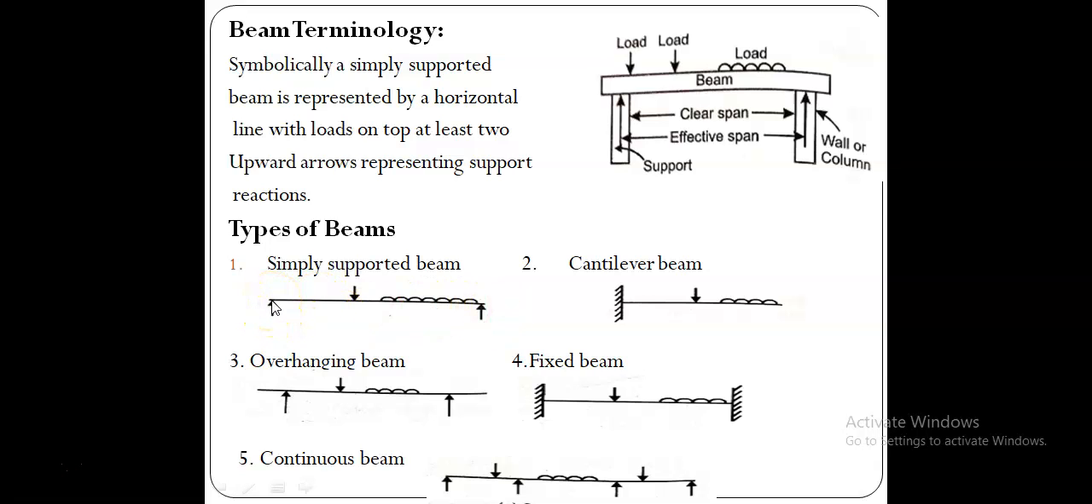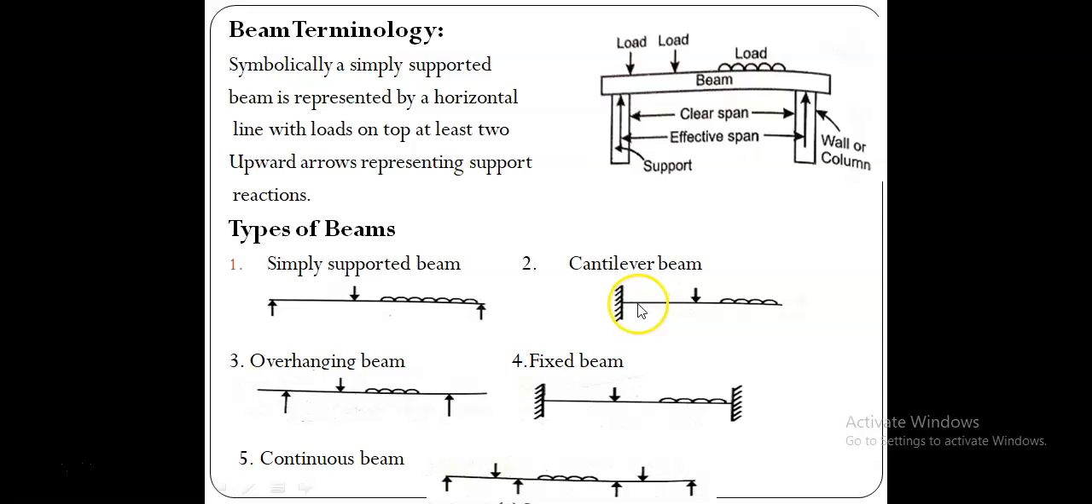At its two ends there is no deflection, but it is allowing the rotation. So this is the property of hinged supports. Okay, it allows the rotation. So this beam may bend like this. This beam may bend like this.